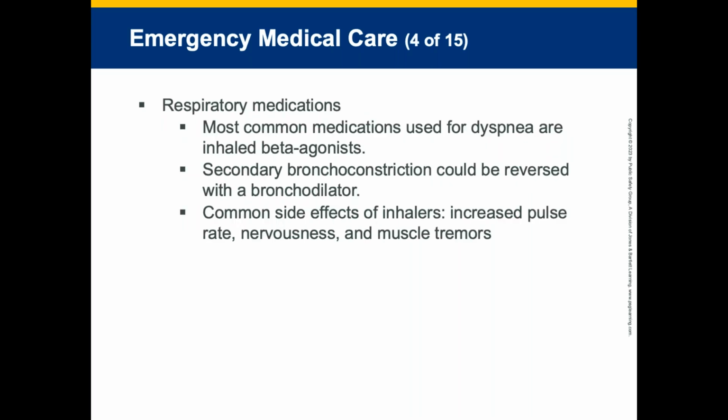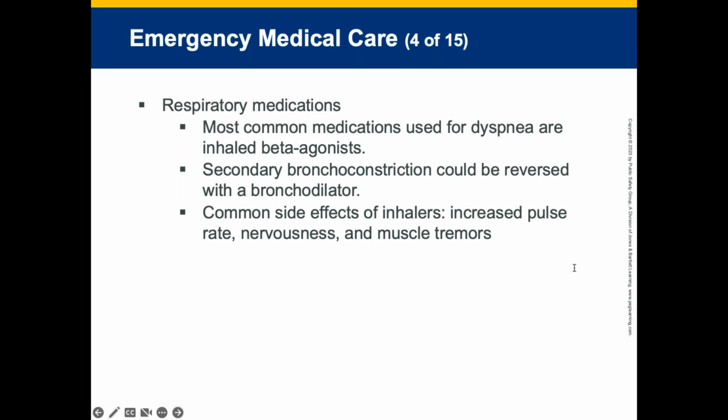All right, so respiratory medications, most common medications are inhaled beta agonists, okay? Typical trade names are Proventil, Ventolin, Alupent, Metaprel. Those are all different ones that can be utilized. They relax the smooth muscles within the bronchioles and in the lungs. The bronchodilators relax the smooth muscle around the larger bronchi, which is a fast-acting bronchodilator that provides rapid relief.